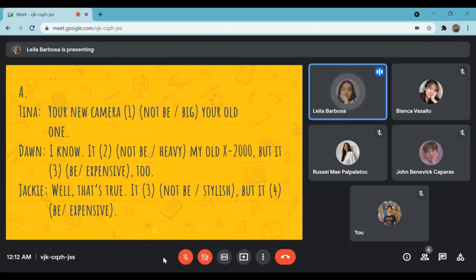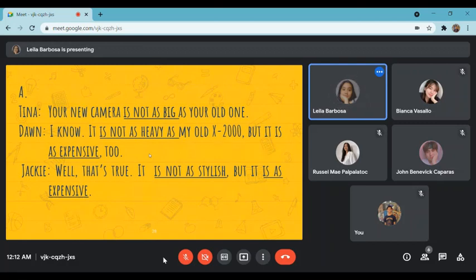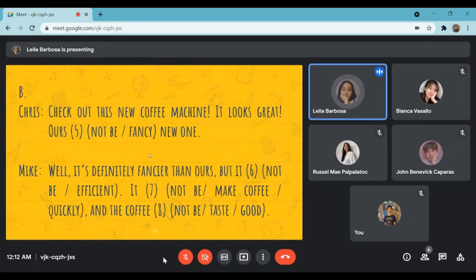Very good, class. So let's check if your answers are correct. So that's right. For our first statement, our sentence is your new camera is not as big as your old one. So Russell is correct. For our next sentence, I know it is not as heavy as my old X2000, but it is as expensive too. So Bianca is also correct. And lastly, Jackie, well, that's true. It's not as stylish, but it is as expensive. So Benedict is also right. Now, who would like to try our next conversation?